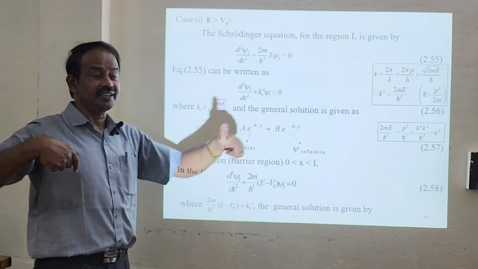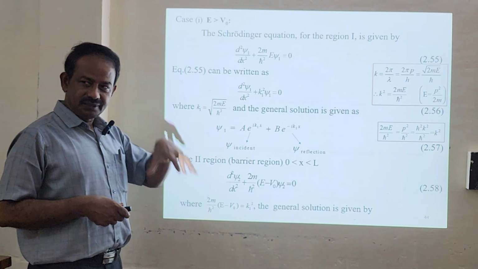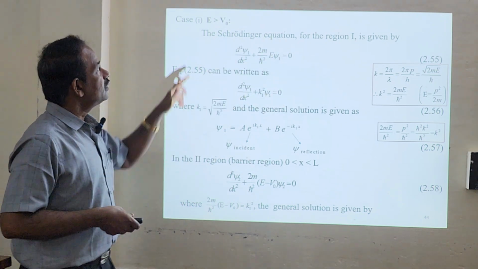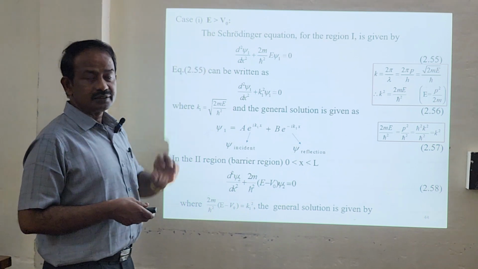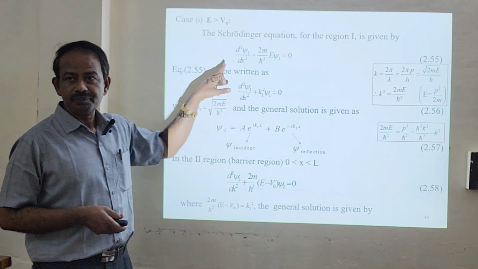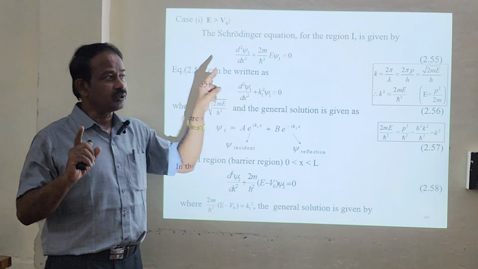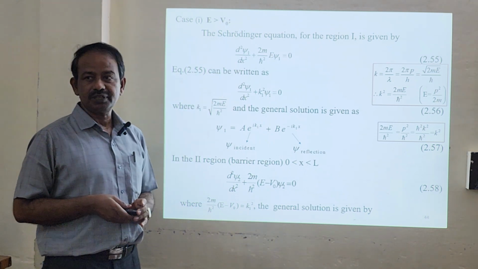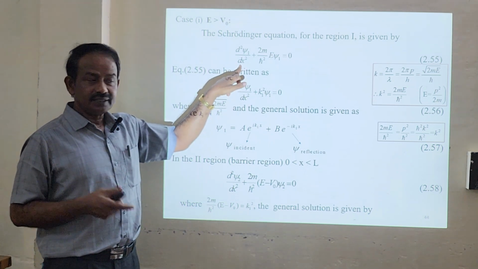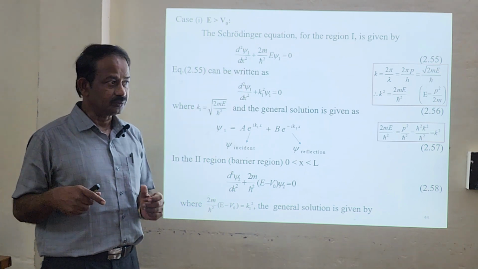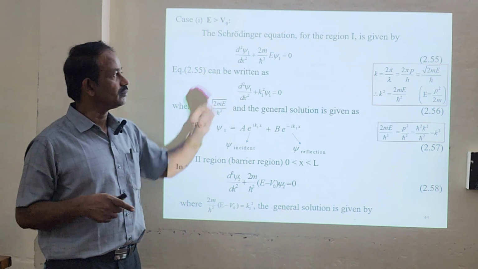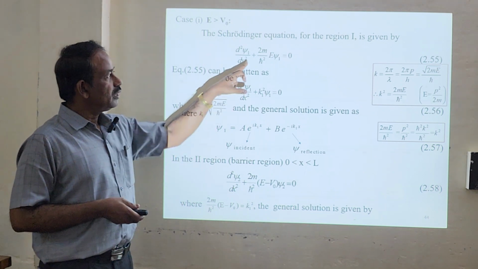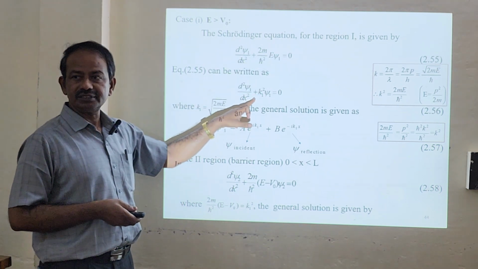As we said, there are three regions: the first region, the second region which is the potential barrier, and the third region on the right side. When E is greater than V0, the Schrodinger equation for the first region, in one dimension, is d squared psi 1 by dx squared plus 2m by h bar squared E psi 1 equals 0. In the first and third regions V equals 0, so there is no V here. We can write 2mE by h bar squared as k1 squared.